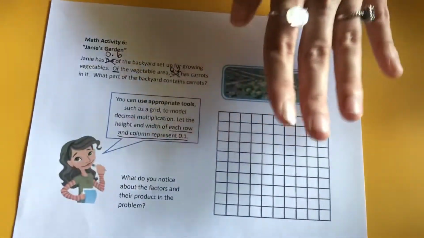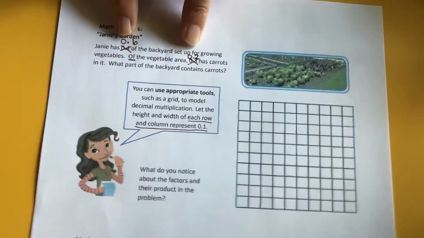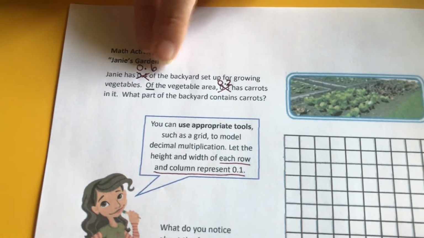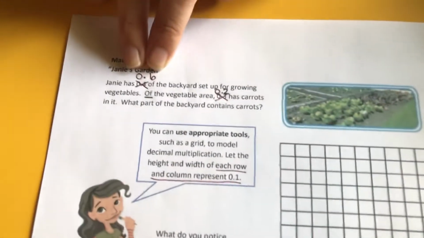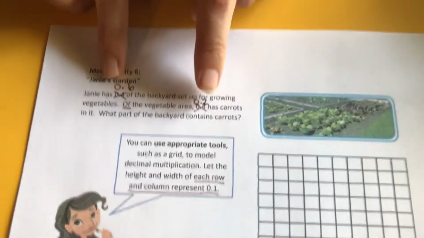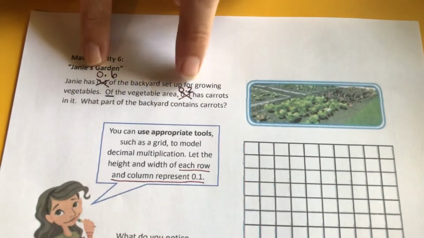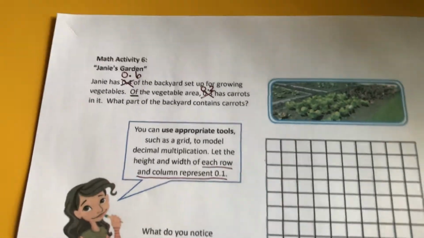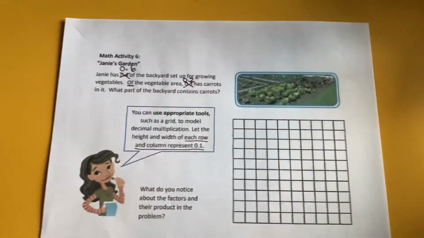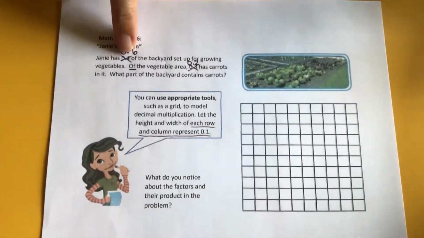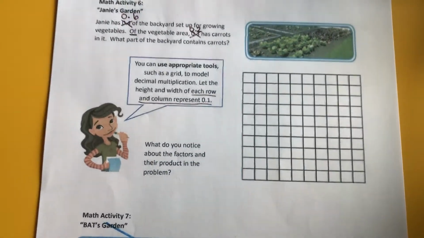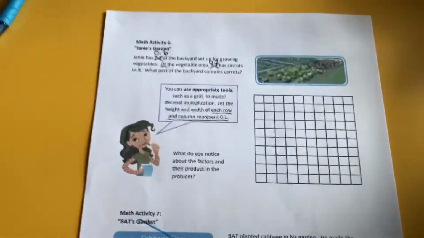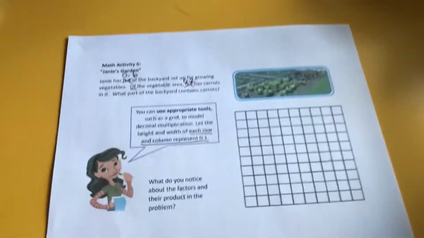That's what this is. So I've changed the numbers. Instead of Janie having 4/10 of the backyard set up for growing vegetables, I changed it to 6/10. And instead of 3/10 of those vegetables being carrots, I changed it to 2/10, just so I could do an example for you guys. So I'm going to show you how to do this. But remember, you have to use the original numbers, 4/10 and 3/10, not 6/10 and 2/10 like I'm doing. So I'm going to use two colors. I'm going to use red. I'm going to use blue.